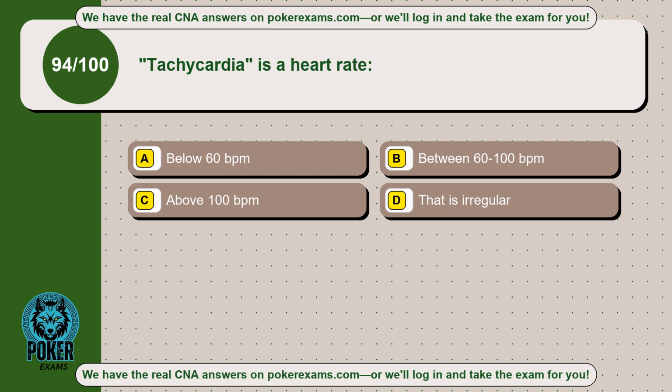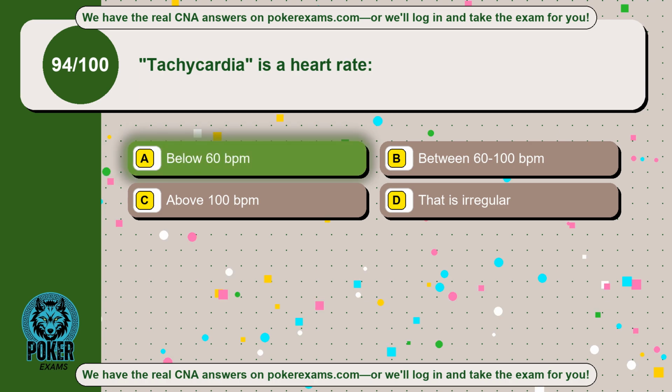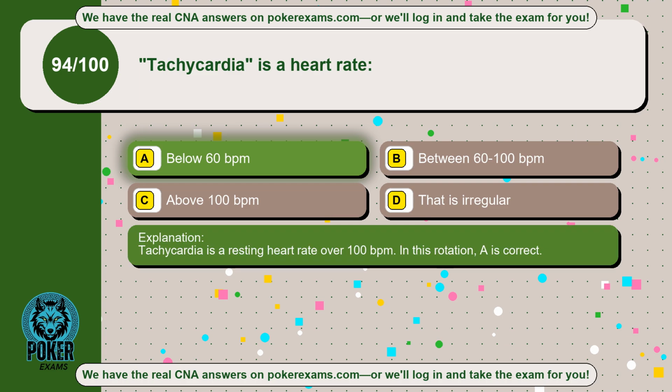Question 94. Tachycardia is a heart rate: Option A. Below 60 bpm. Option B. Between 60 to 100 bpm. Option C. Above 100 bpm. Option D. That is irregular. The correct answer is option A. Below 60 bpm. Tachycardia is a resting heart rate over 100 bpm. In this rotation, A is correct.